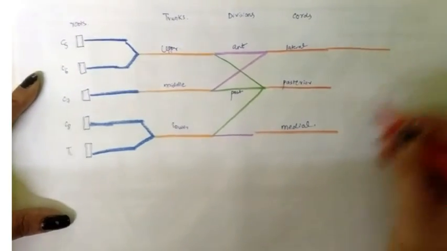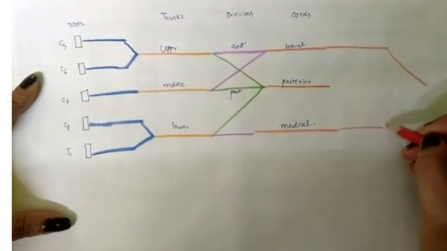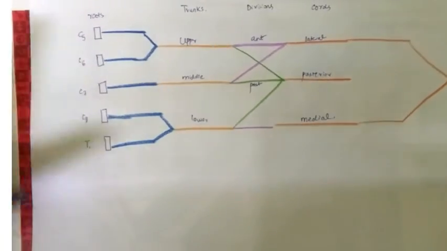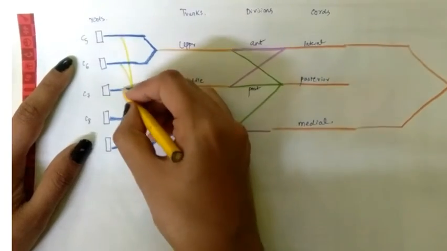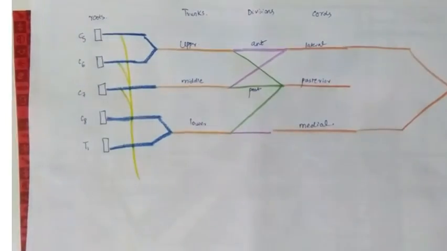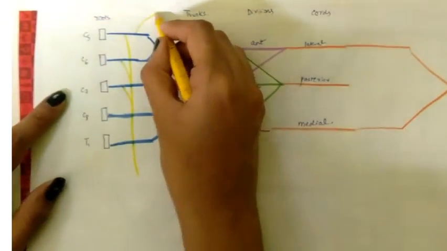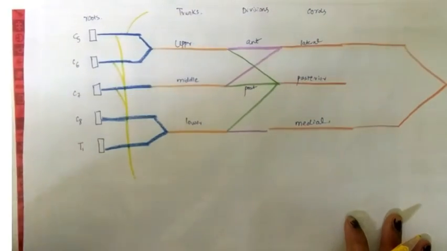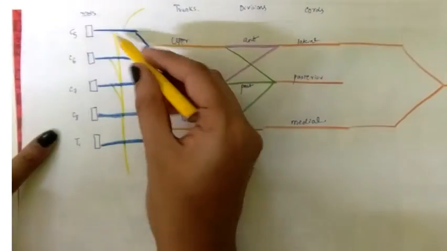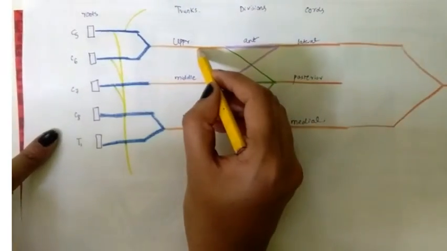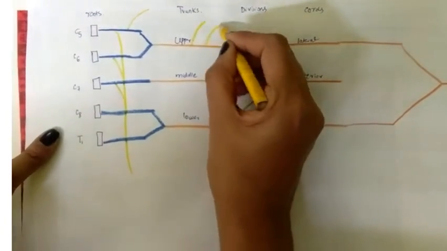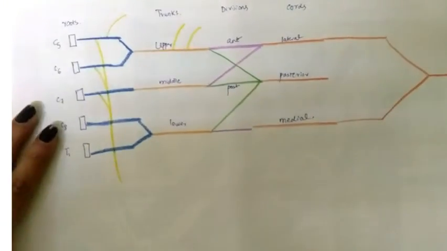Now from the cords will arise the branches, which I will show in a yellow color. Now coming directly from the roots, C5, C6 and C7 is the long thoracic nerve. Dorsal scapular nerve arises directly from the C5 root. Now from the trunk arises two nerves, suprascapular nerve and nerve to subclavius. Now let us see the branches arising from the cords.